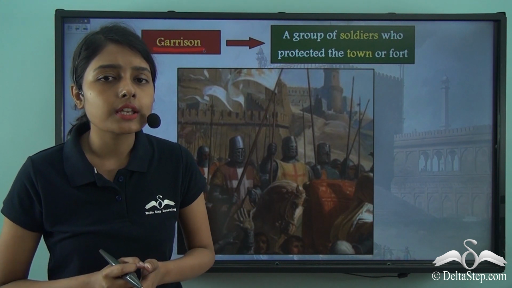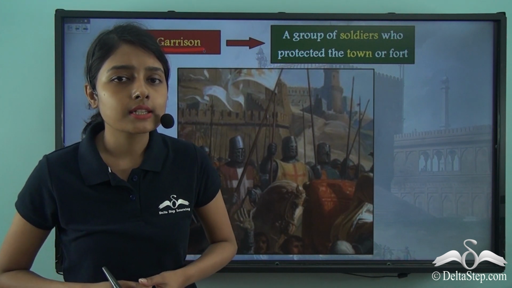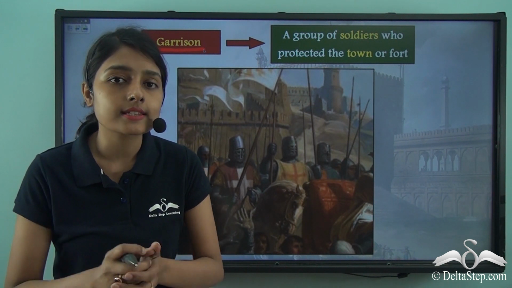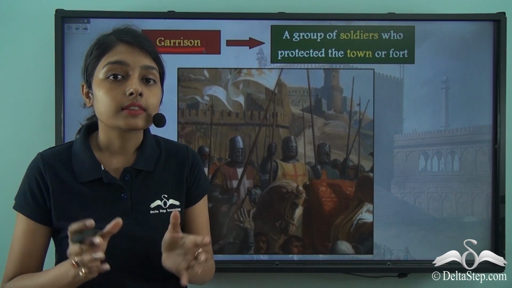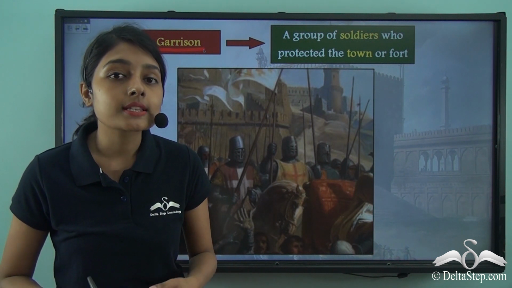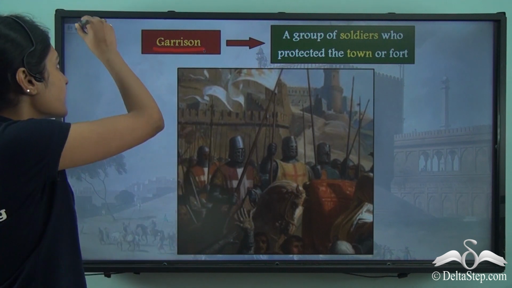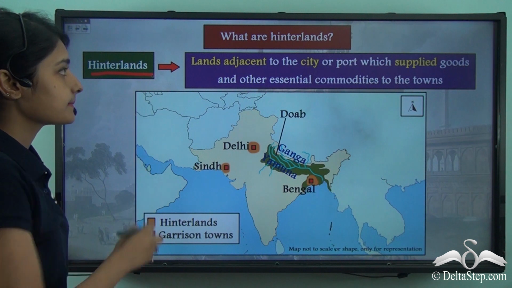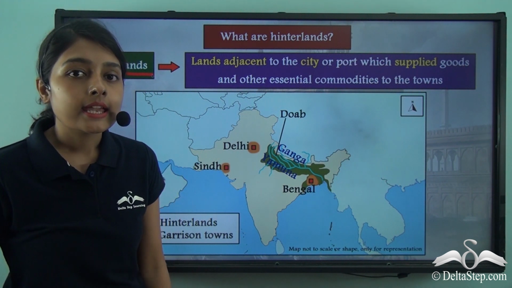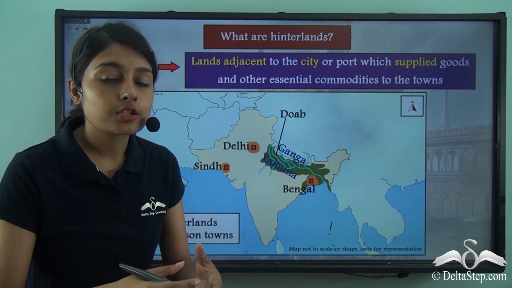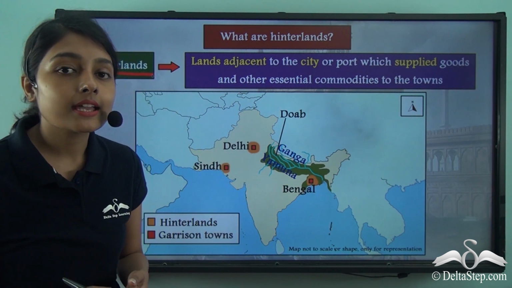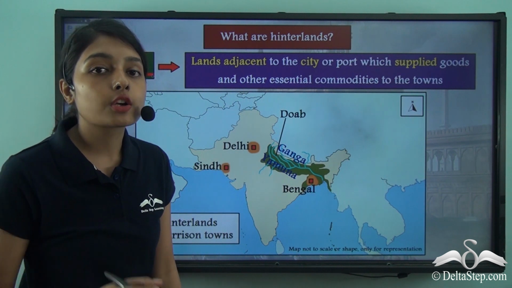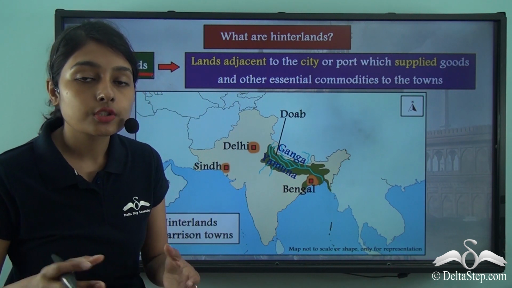You must be questioning why their power was limited. That is, why did they not enjoy full control over the garrison towns? The question we just raised brings us to a discussion on hinterlands. What are hinterlands? Hinterlands are territories or lands that lie adjacent to cities or ports that supply goods and essential commodities to the town.